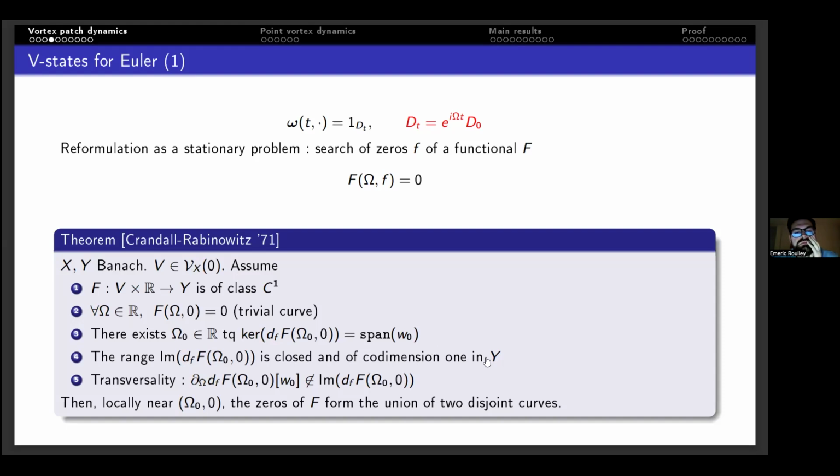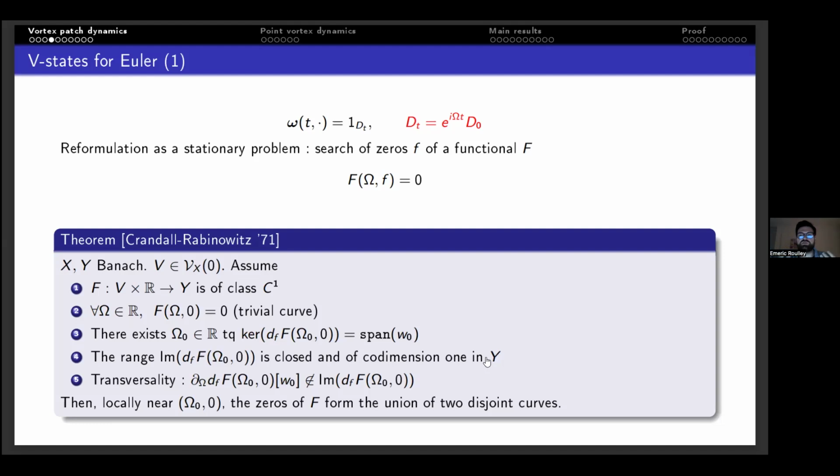Then what is the drawing? You have a kernel of dimension 1, you take its complement, and you have an image of codimension 1. Basically, I will send the orthogonal of the kernel to the image, because a linear operator realizes an isomorphism from a complement of the kernel to its image.